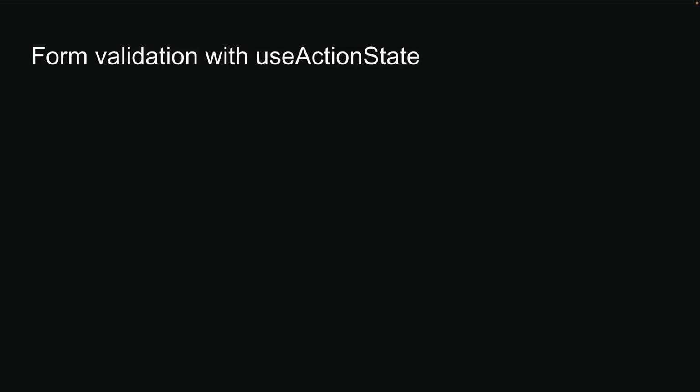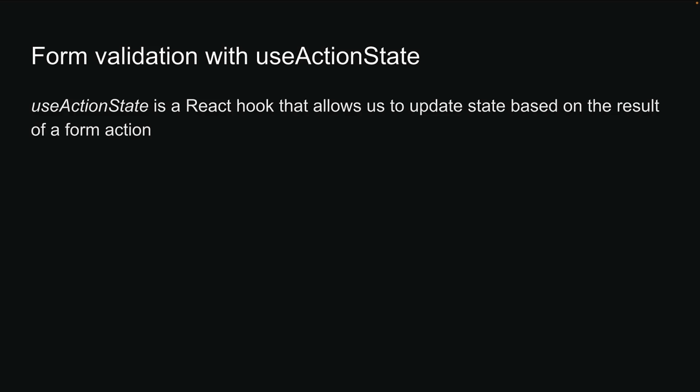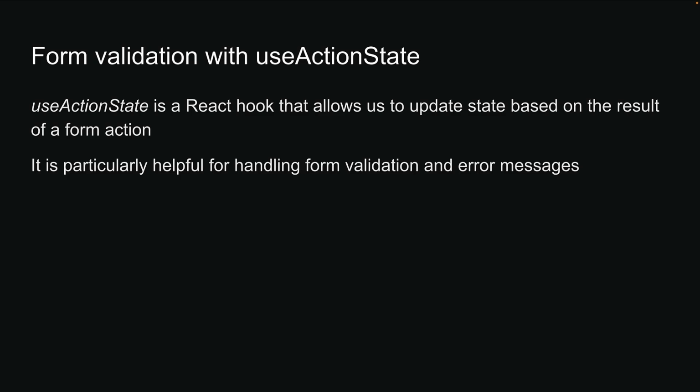Previously, we learned about handling loading states with useFormStatus. Now, let's dive into something equally important, managing error states in our forms. We will be using another new React hook called useActionState. useActionState is a React hook that allows us to update state based on the result of a form action. It is particularly helpful for handling form validation and error messages. Let's jump into code and see how it works.